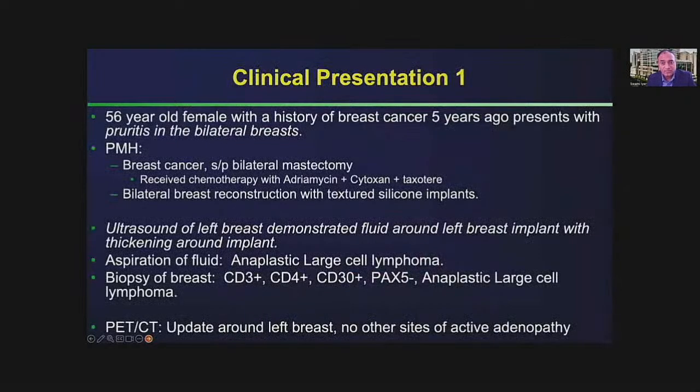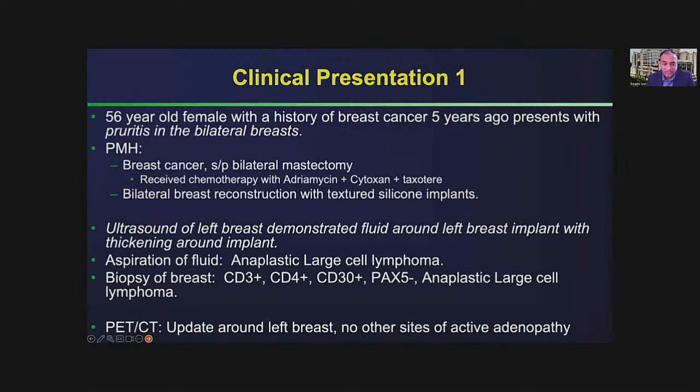One of the first cases that I want to present is a 56-year-old lady with a history of breast cancer who has pruritus in both the breasts. Her past medical history, as you can see, includes bilateral mastectomy and chemotherapy. And bilateral breast reconstruction with textured silicone implants was done.